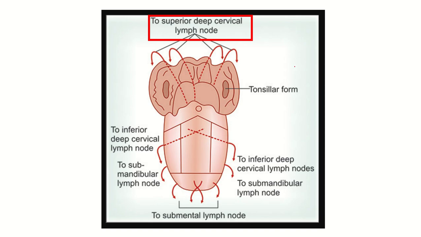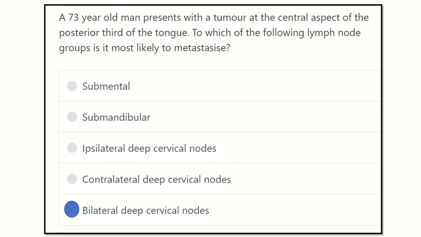And in this picture it is also clear that this is the posterior one third of the tongue, and its lymphatic drainage goes to the deep cervical lymph node. But other areas, such as the anterior part from this tip, drain to the submental group of the lymph node, and on either side to the deep cervical lymph node and submandibular group of the lymph node. So in this case it is the bilateral deep cervical lymph node.